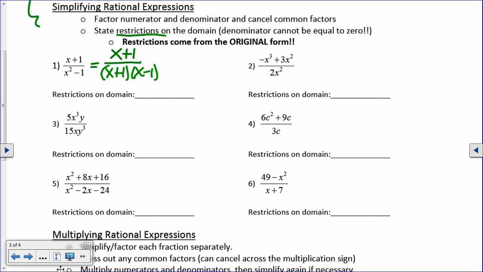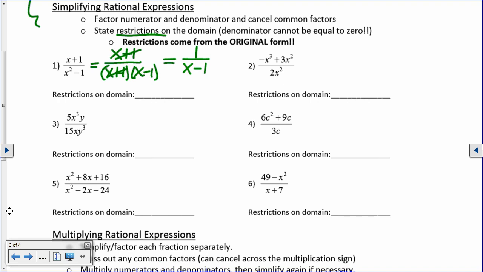Alright, once I factor, what do you guys notice? What cancels? Okay, those cancel, so what's left? That's your answer. That's the simplified form. So when they say simplify a rational function, this is what they want you to do. They want you to take the original, factor top and bottom, and then cancel out what you have in common.